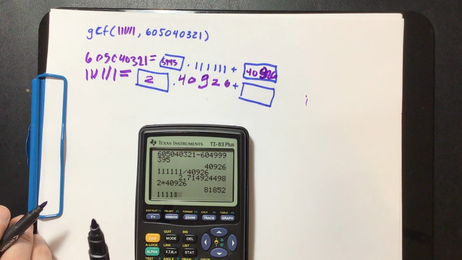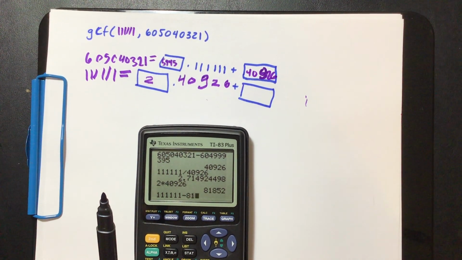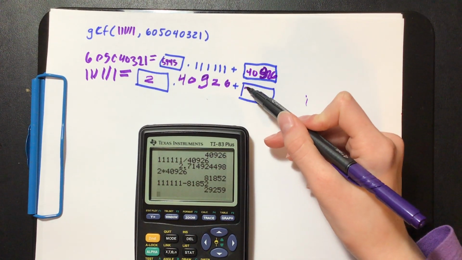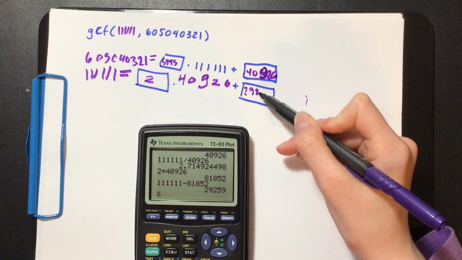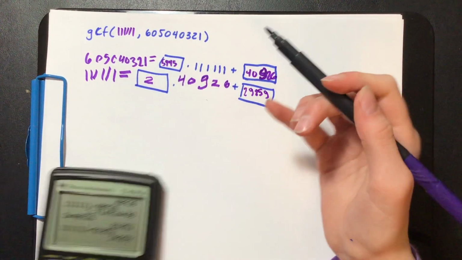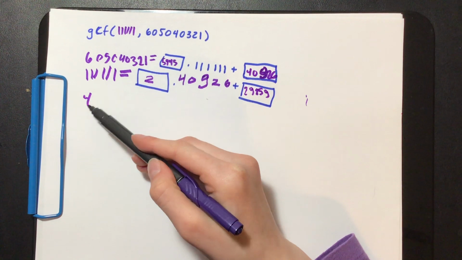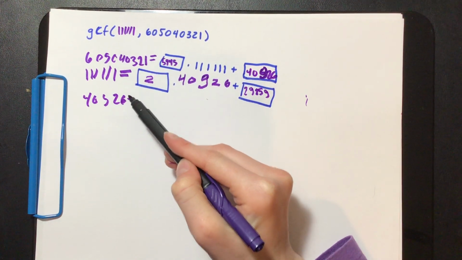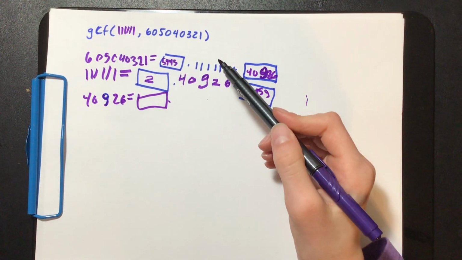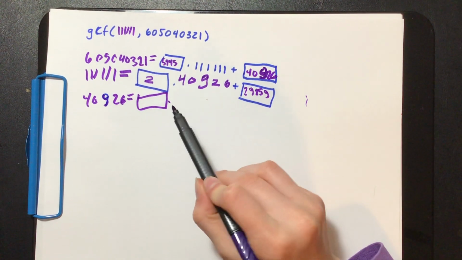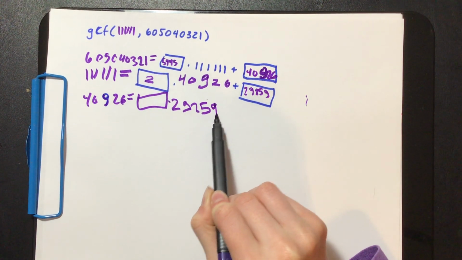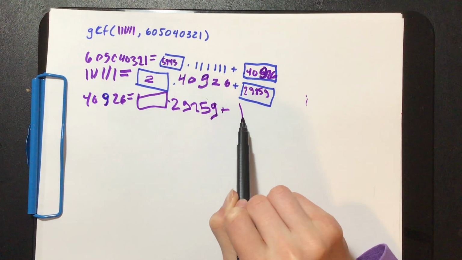Okay. Be careful with those 9s. 2, 9, 2, 5, 9. 29259. Okay. Then what do we do? Now we take the 40926 equals something times 29259 plus something. I'm just trying to make it clear.